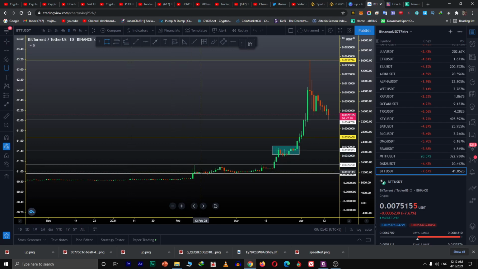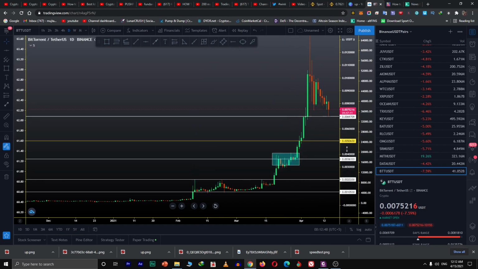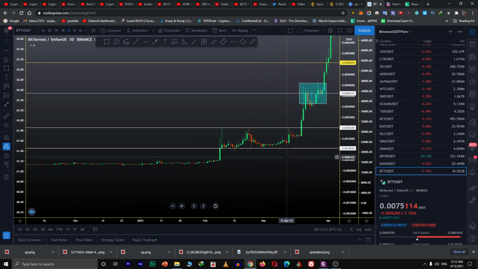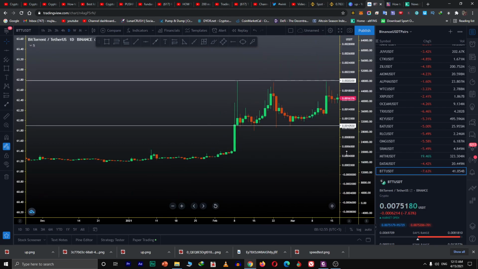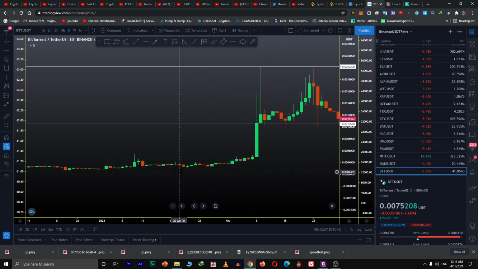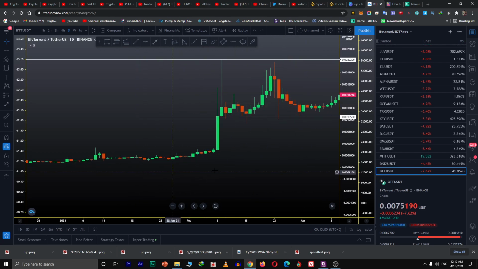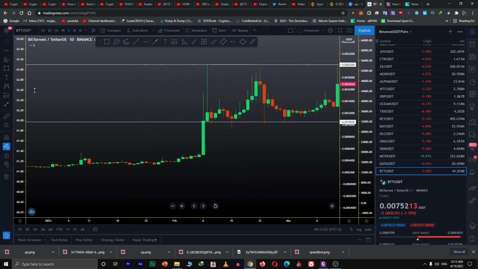Sorry guys. We're going to look into the past and then we're going to check. So for example, we move here and forget about the future. Here we see that the price broke out of this resistance, and it went straight up here.